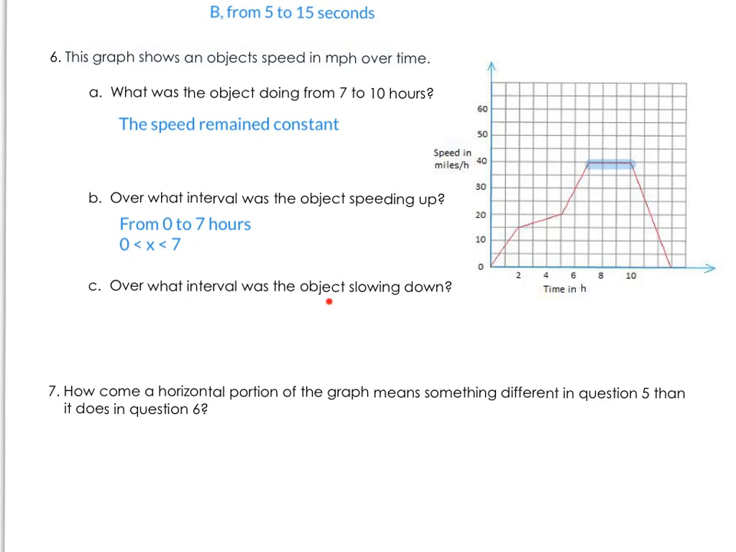The next one says, well, what interval was the object slowing down? So if I look over here, it's slowing down starting at 10 and going till 13. So a similar answer there from 10 to 13 hours, and the 10 is less than x is less than 13.